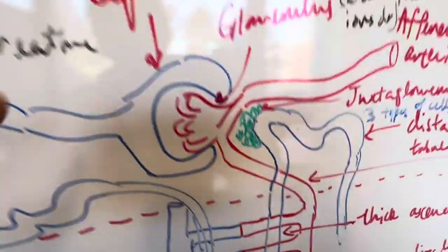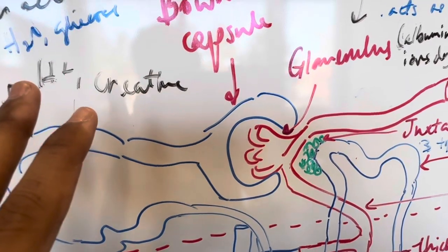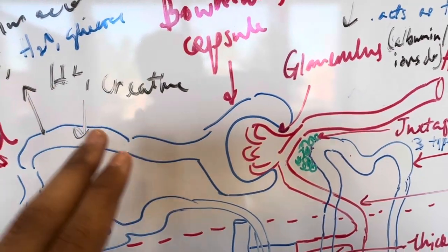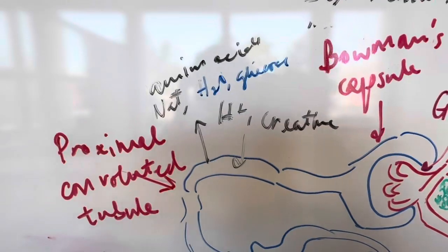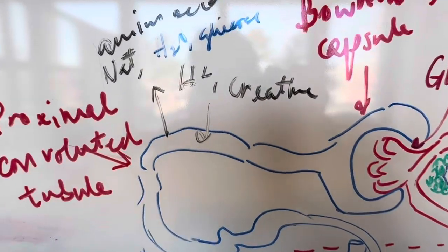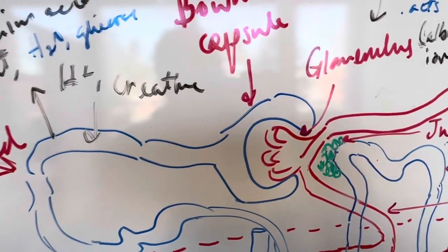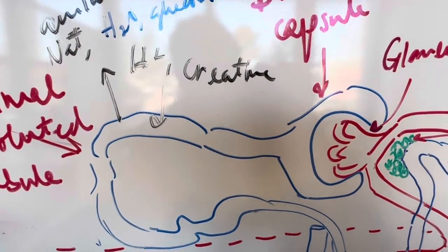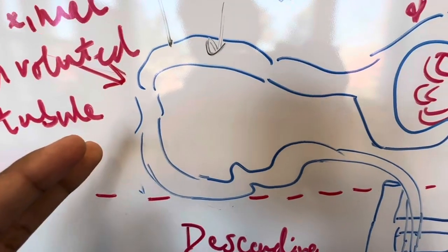Okay, so back to the Bowman's capsule. From the Bowman's capsule, it will go to the proximal convoluted tubule. So over here, amino acids, sodium ions, water, and glucose will leave and re-enter the blood plasma, while hydrogen ions and creatinine will enter the proximal convoluted tubule.